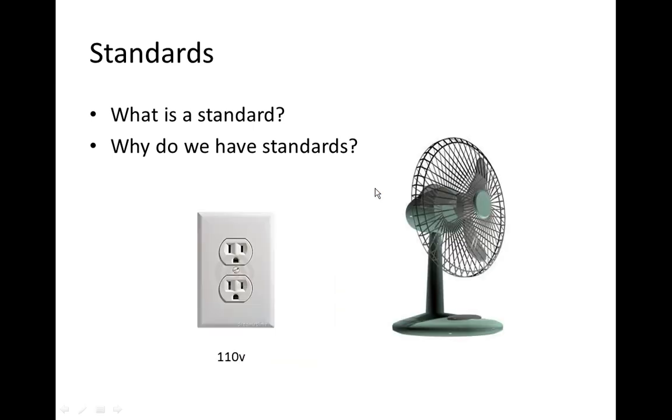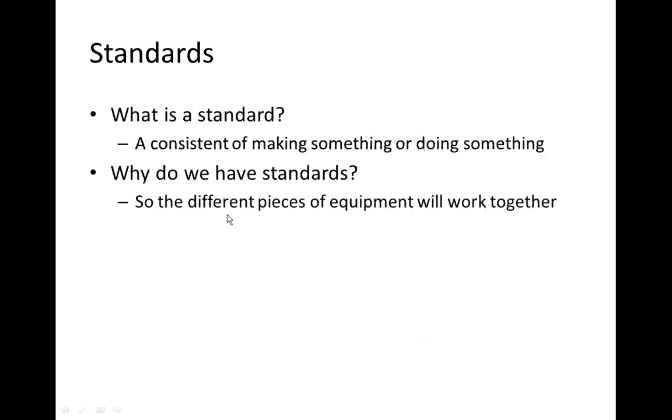Here's another example of a standard. If you were to manufacture electric fans, at what voltage would you design those fans to run? Would you design those fans to run at 70 volts? No, probably not. Why not? Well, because the standard is 110 volts. In other words, that's what most buildings use. So you could make a fan that operated at 70 volts, but it wouldn't fit the standard, and the fan wouldn't work. So a standard is a consistent way of making or doing something, and the reason we have standards is so stuff will work together.